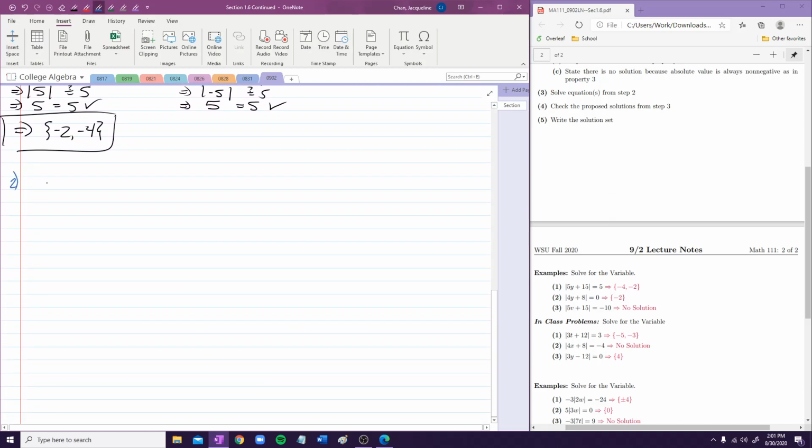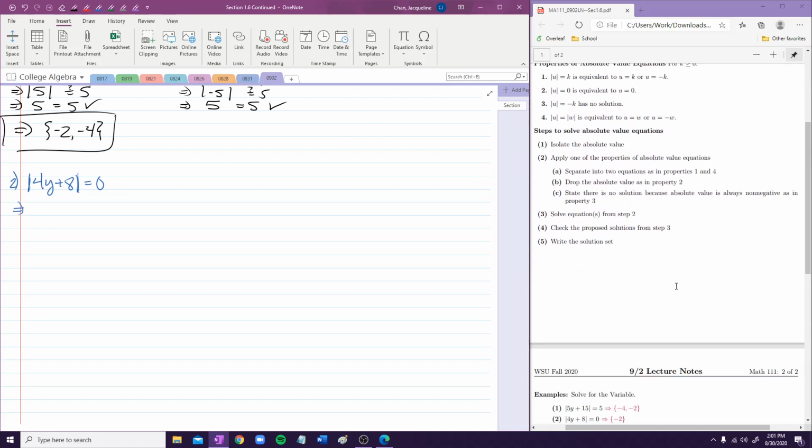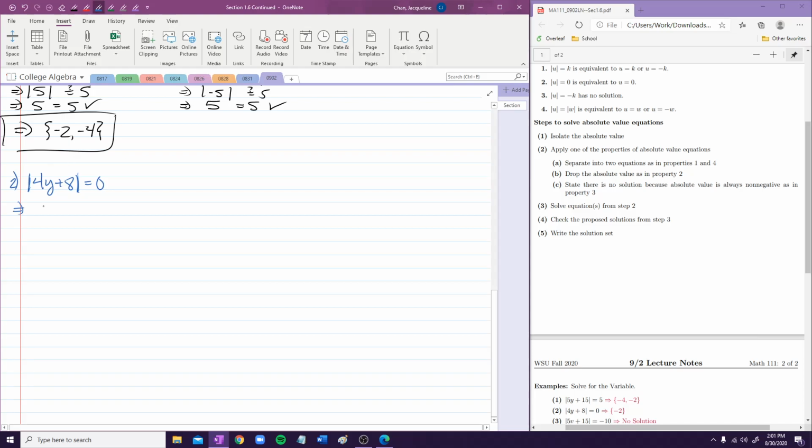Right, so for the second example, we are given the absolute value of 4y plus 8 is equal to 0. Okay, first step, we want to isolate our absolute value. Luckily, it is isolated already. The coefficient in front of it is 1, and it is to the power of 1. Okay, so now we have to determine what kind of property we want. So for this one, we're going to apply the second property, because we have an absolute value equal to 0.